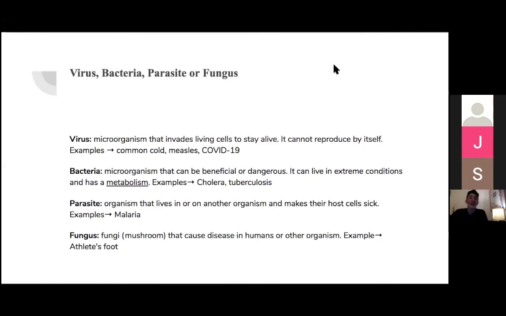Examples of bacteria are cholera and tuberculosis. A parasite is an organism that lives in or on another organism and makes their host cells sick. Examples are malaria. Finally, a fungus, which is a fungi, a mushroom that can cause a disease in humans or other organisms. Examples include athlete's foot.